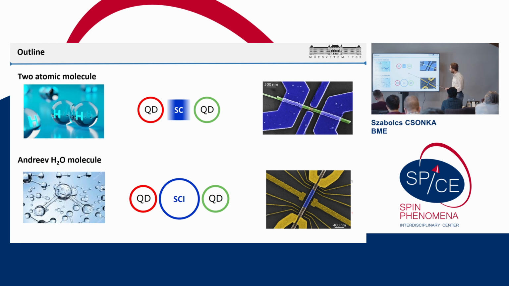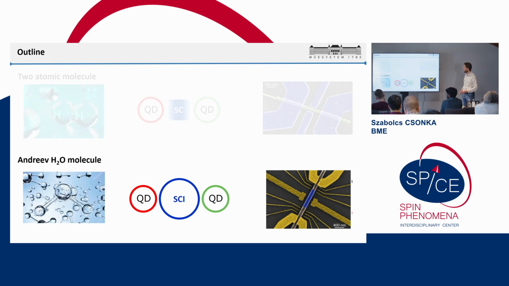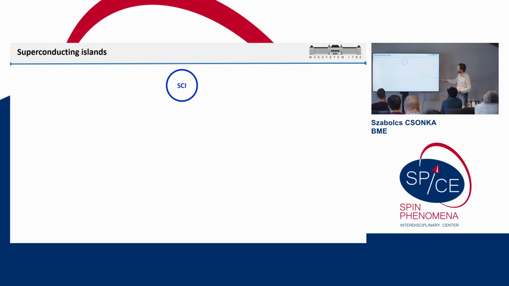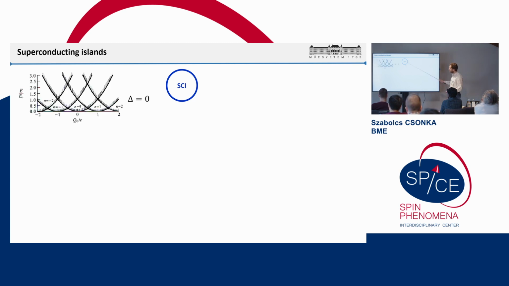So that was about the spectrum of this Andreev hydrogen molecule, and most of my time I would like to focus on the newer results on this Andreev water molecule, which includes a new part. This is a superconducting island, and how should we imagine a superconducting island? It's a metallic island, and in a metallic island, if there is some charging energy, and we forget about superconductivity, then we would expect these parabolas for the energy for different fillings of the island.